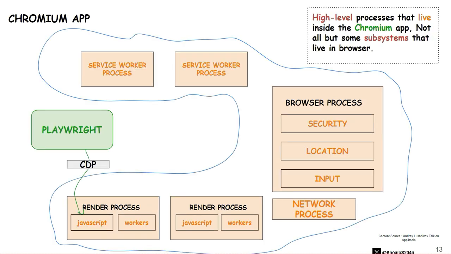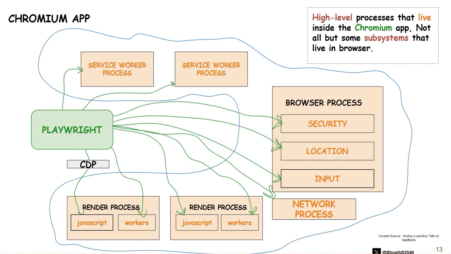So what does Playwright do? Playwright also uses the CDP protocols, but it can handle all the processes together. It has control over the different processes which are present inside the Chromium app. Whereas with in-process automation and out-process automation, you can just touch a few and check them together, but not all the processes which are present.